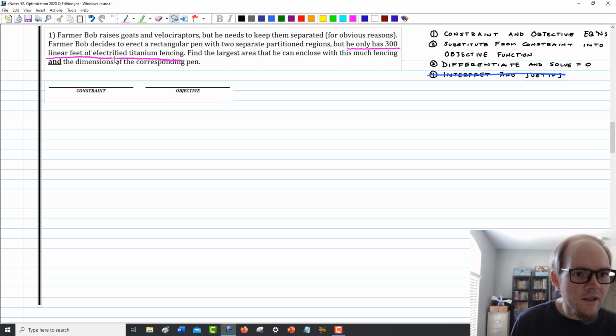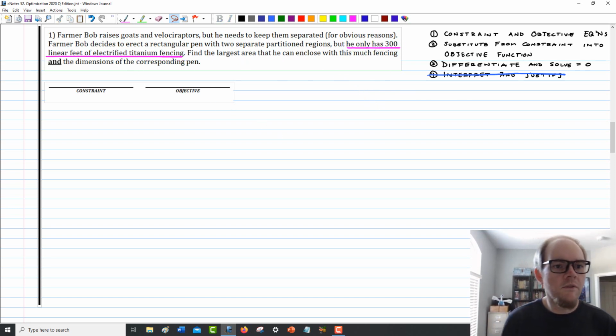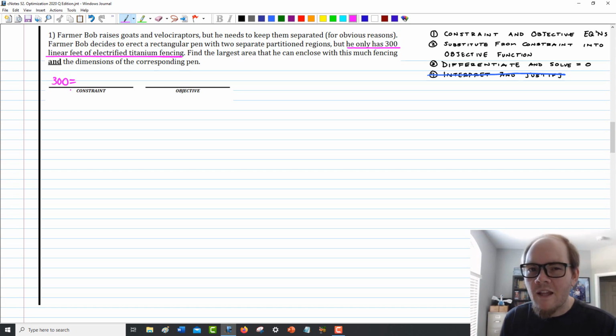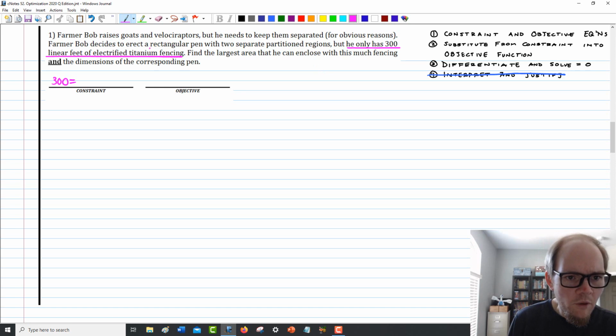So setting aside the fact that maybe the electrified titanium fencing isn't appropriate for a humble farmer, who knows? I guess he's farming velociraptors, which are extinct, but whatever. Basically, we've only got 300 feet of fencing. So it's easy for us to begin this constraint by saying 300 equals, but then that's where we run into our issue. Like, what does this pen actually look like? There's a lot more going on here. So what else do we know?